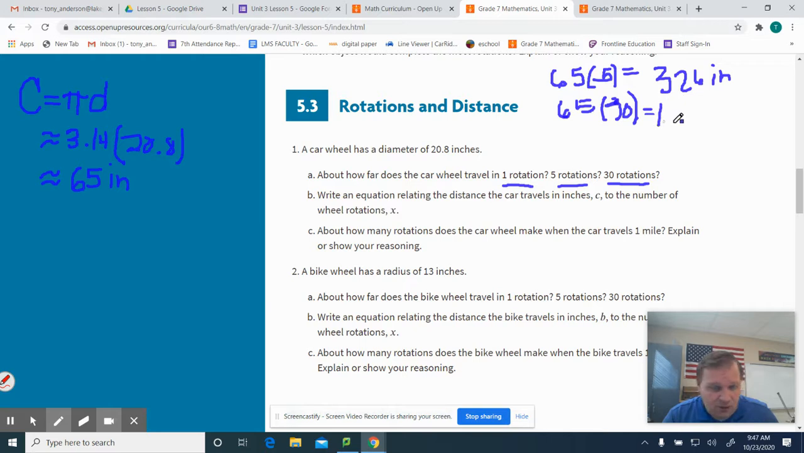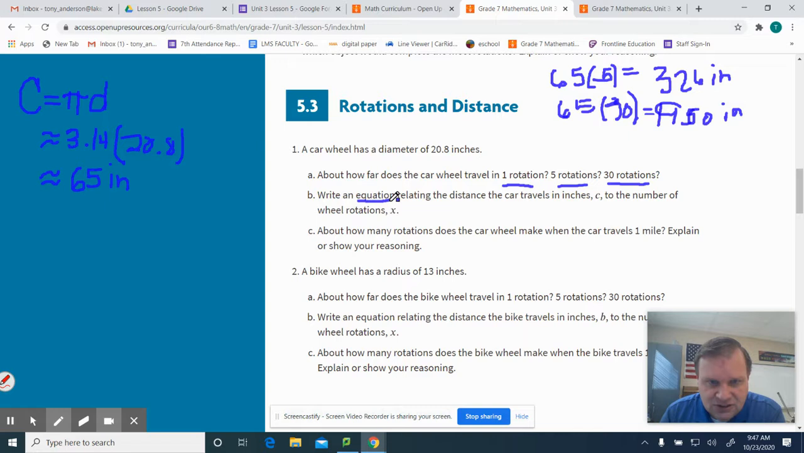This one's going to equal about 1,950, 60, let's say. Let's just round it there, inches. Now remember, these are rounded, and I left the decimals in the calculator, so you may get something just a little different, but they should all be close.